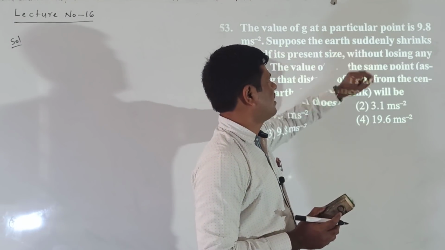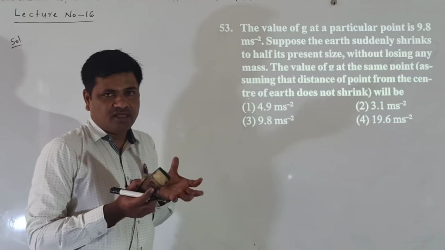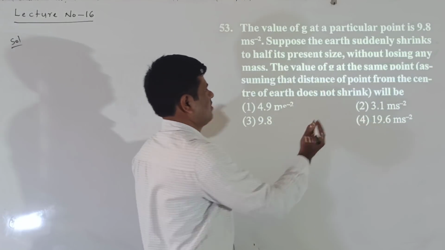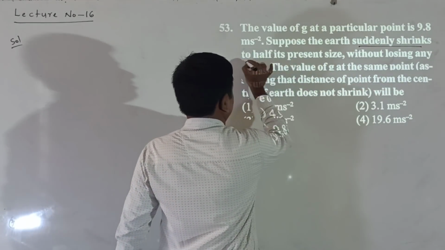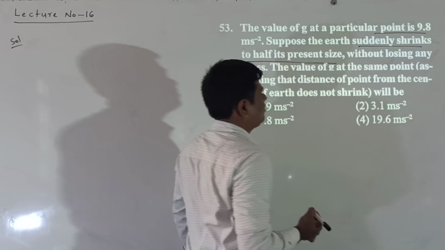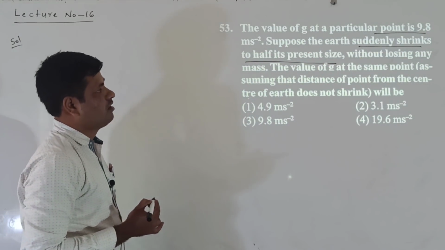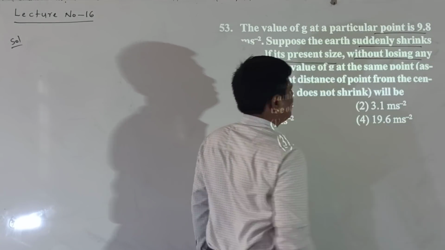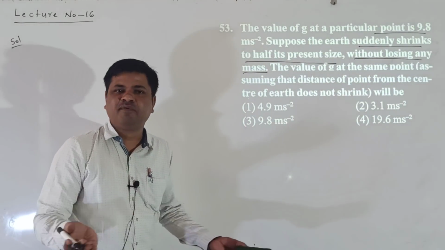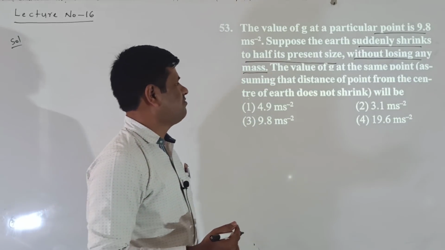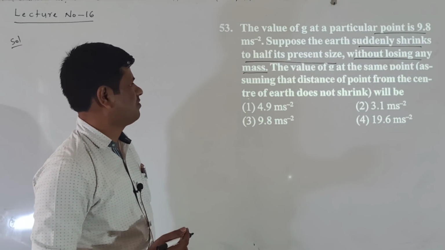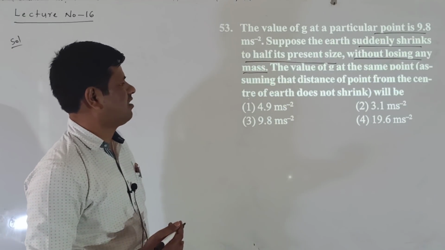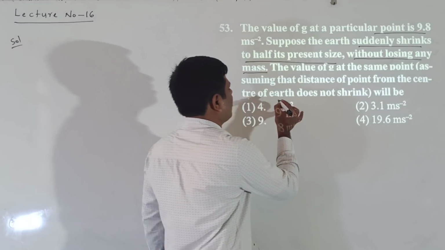Suppose the earth suddenly sinks to half of its present size. See here, on the surface it is already given, that is 9.8 meter per second square, without losing any mass. This is a very important point. Without losing any mass means mass cannot change. The value of g at the same point, assuming that the distance of the point from the center of earth does not sink, the distance also does not change.